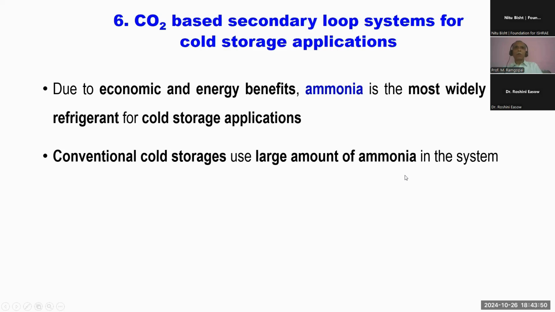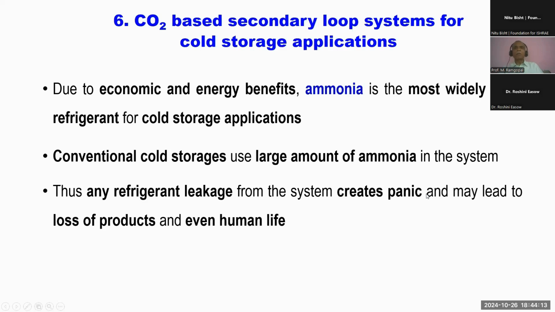Unfortunately, in conventional cold storages, the old cold storages which we see for the storage of potatoes, etc., we find that a large amount of ammonia is used in these systems, because in these systems the focus is not really on reducing the amount of ammonia, but on some other practical reasons. They use a large amount of ammonia. So as a result, these systems can become very dangerous if there is any refrigerant leakage, because we may be using thousands of kilograms of ammonia in these cold storages.